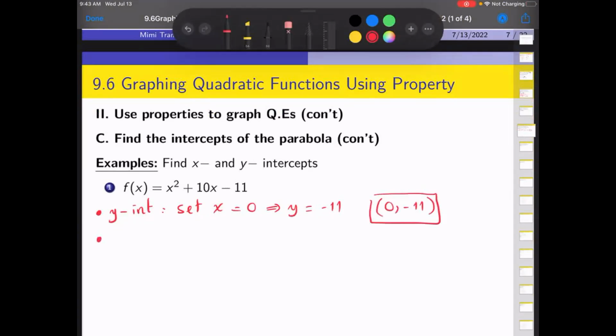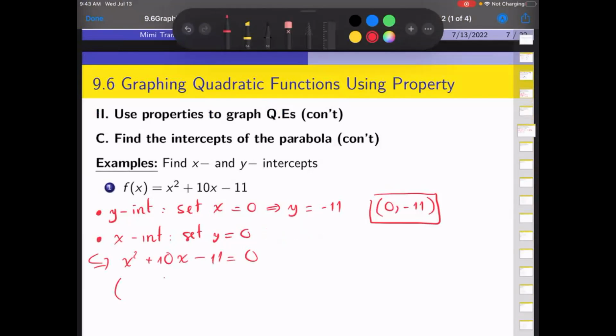For the x-intercept, a little bit more involved, because when you set y equals 0, this implies what? On the exam, I'll make something that you can factor, so you don't have to use the quadratic formula. So this implies x squared plus 10x minus 11 equals 0. I'm going to go down here because I don't have enough space.